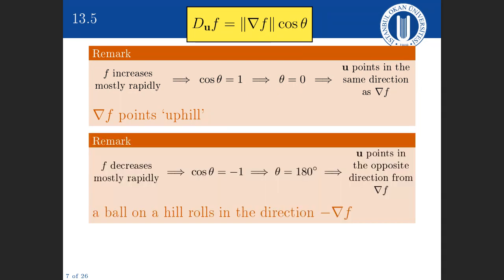And how could we get the least possible directional derivative? How could we get f to decrease most rapidly? The smallest the directional derivative could be, the lowest number it could be, is when we have cos theta equal to -1. That's the same as saying that theta must be 180 degrees, or u points in the opposite direction of nabla f. So if we put a ball on a hill, if we put a ball on top of the graph of a function, the ball must roll in the direction minus nabla f. This is the proof of what I said earlier.